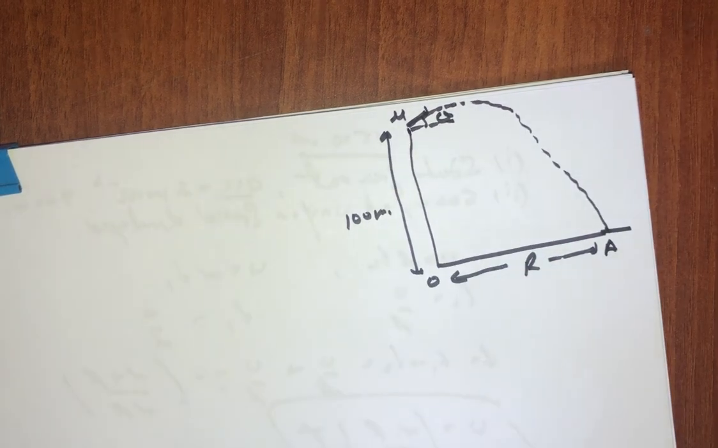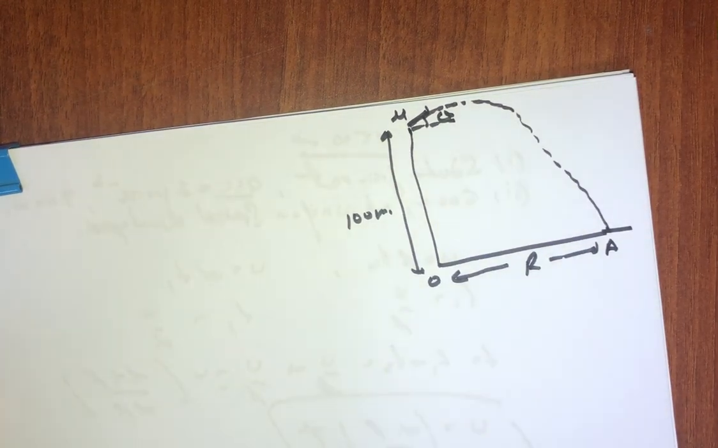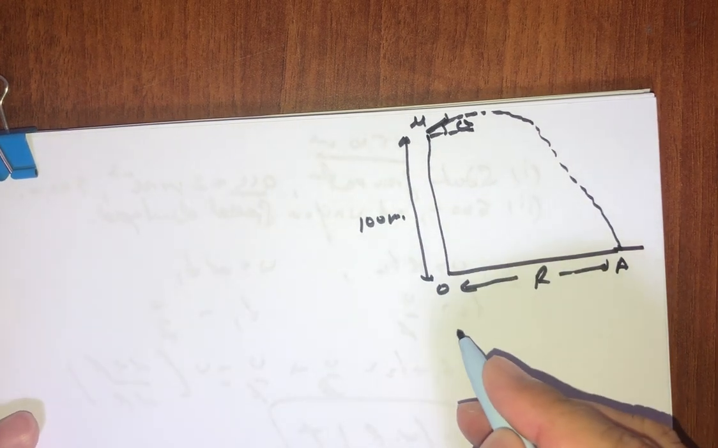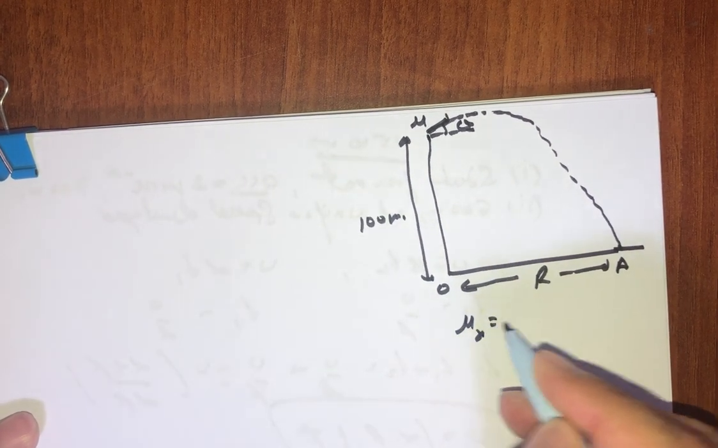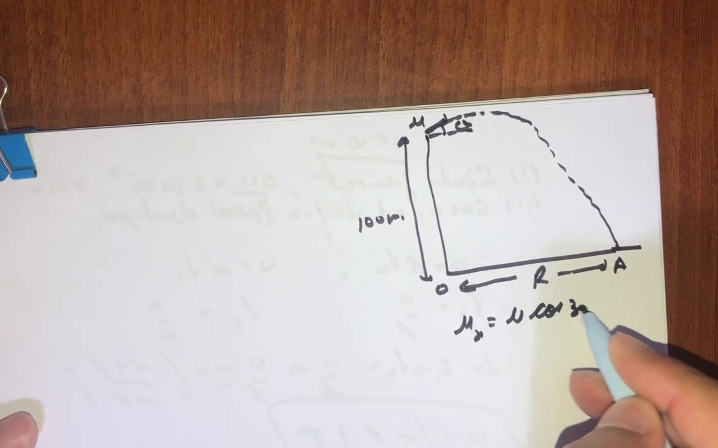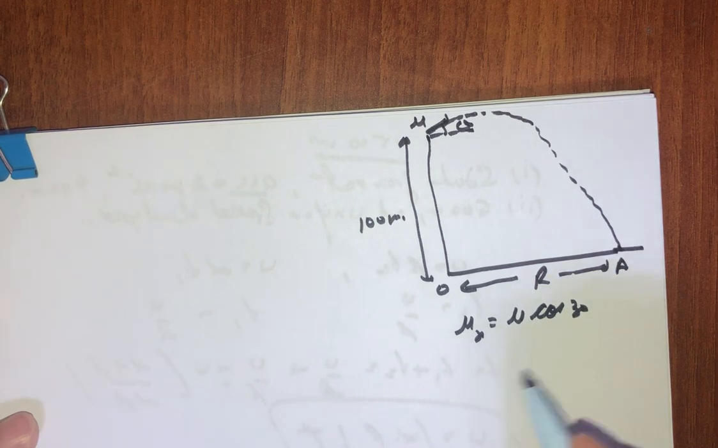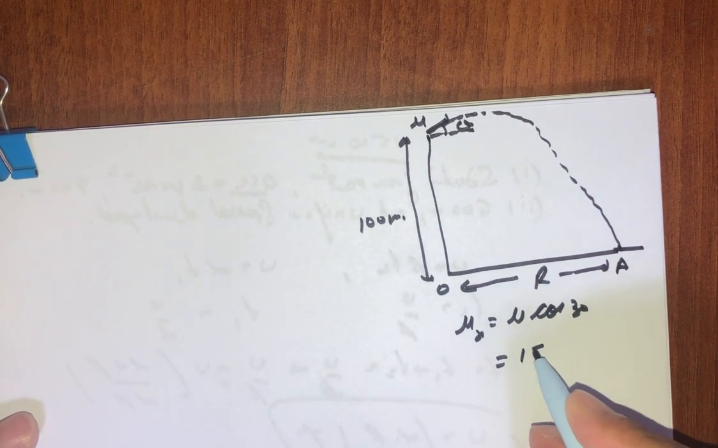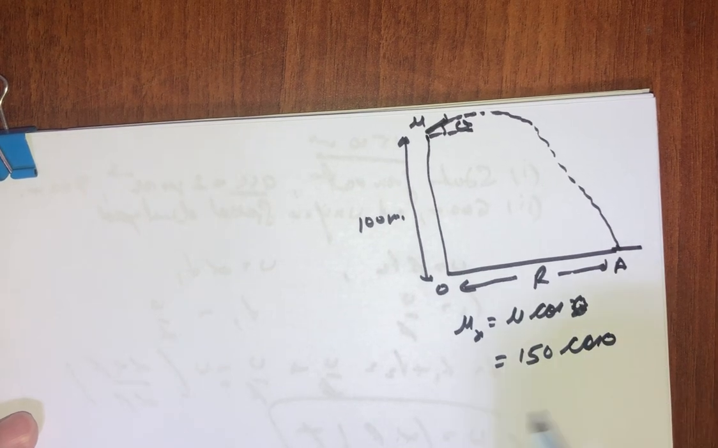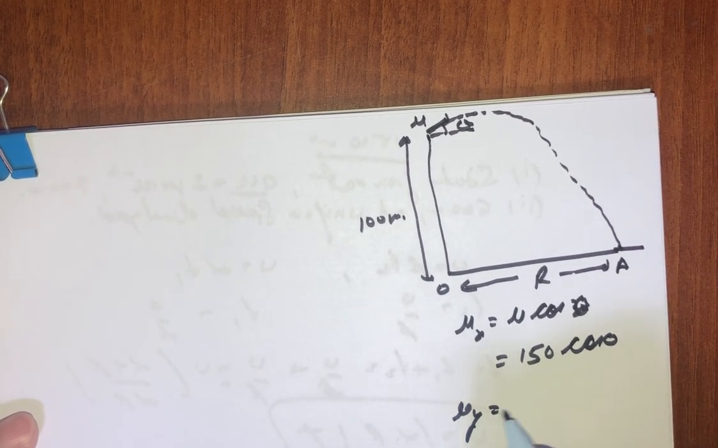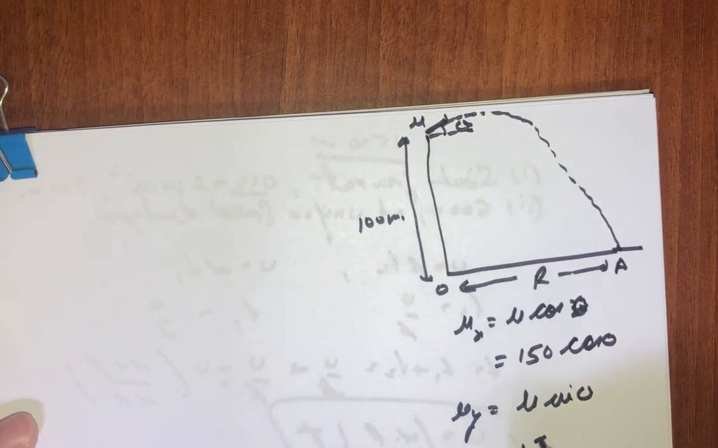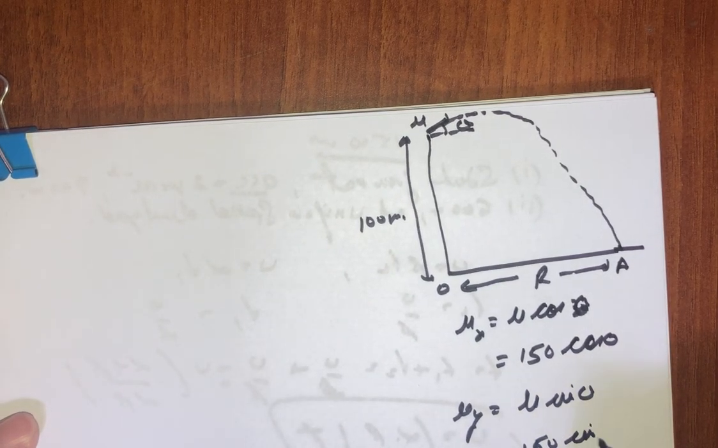Now we can divide this initial velocity into components along x as well as y. So we can write u_x is equal to u cos theta, and u is given as 150, so this will be 150 cos theta, and u_y will be equal to u sin theta, so it will be 150 sin theta.